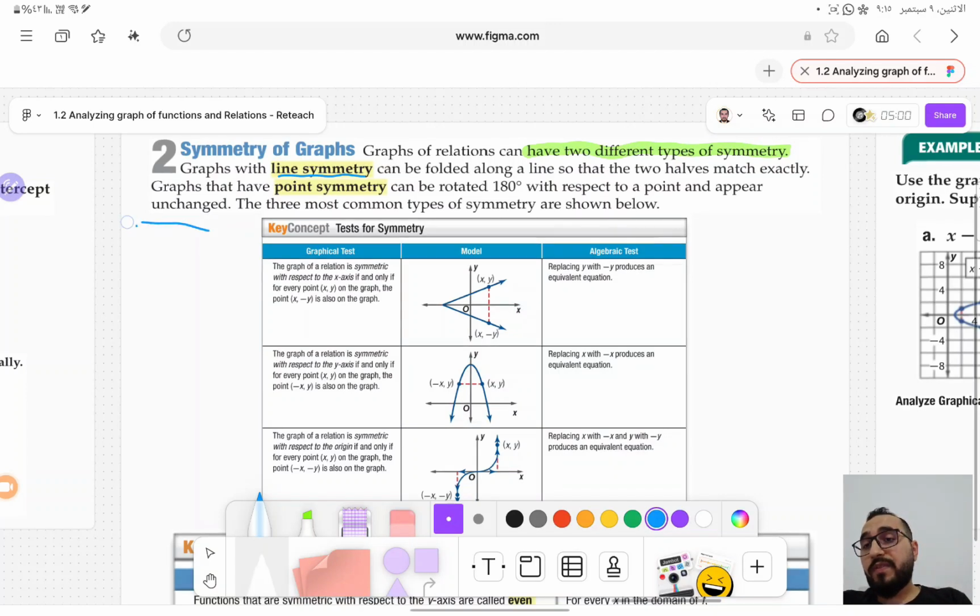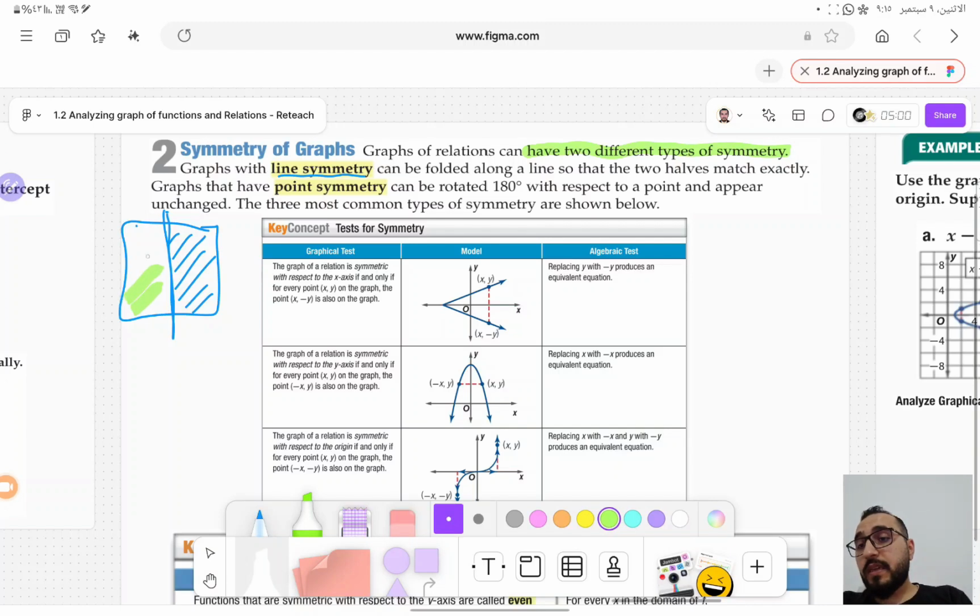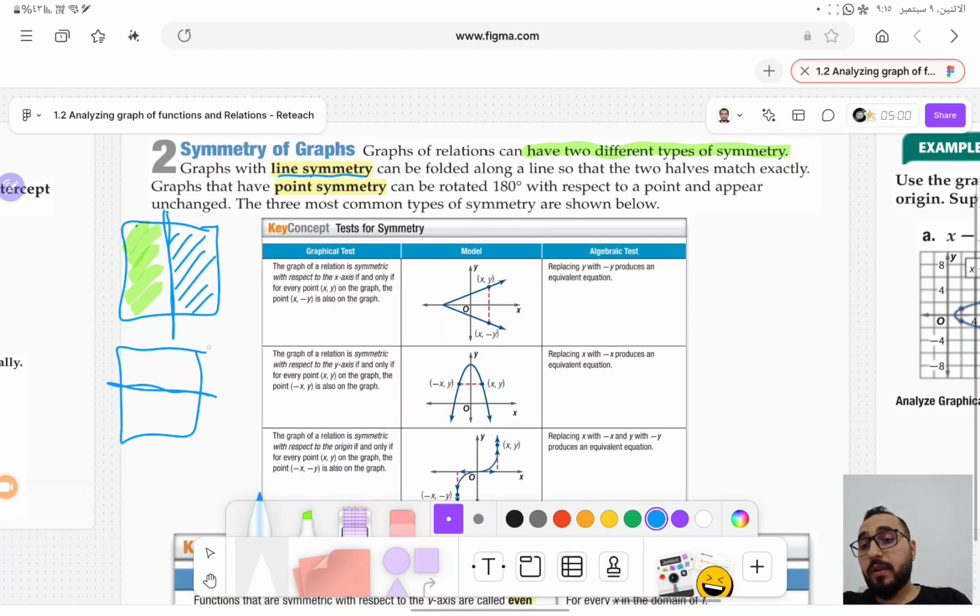If you have a piece of paper and you fold it from the middle, for sure the side on the right will be equal to the same side on the left. Also, if you fold the paper the other way, the side above will equal the same side below. So this is line symmetry. Both sides are the same, that's why we call it line symmetry.